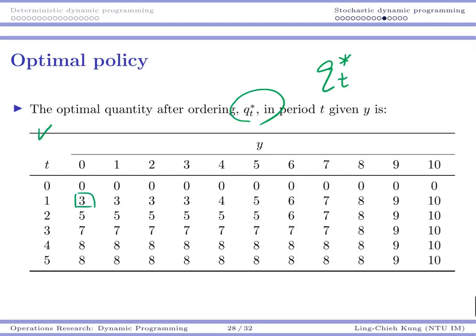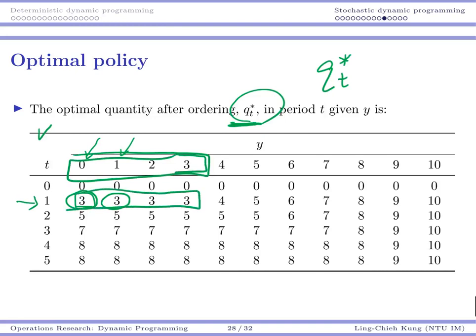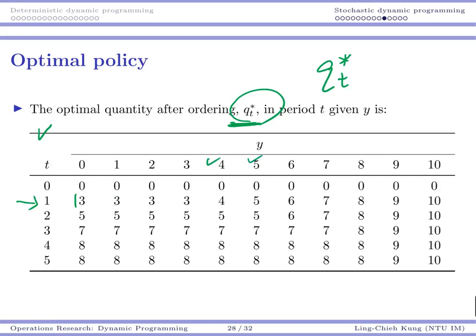For example, this number means if you have 1 day left and you have nothing on hand, your optimal decision is to order 3 units. If you already have 1 unit on hand, then you order 2 units, because Qt is your order-up-to level. So if you have no more than 3 units, you will get to 3 units. And if you have 4 units, 5 units, whatever, once you have more than 3 units, you don't want to make an order.